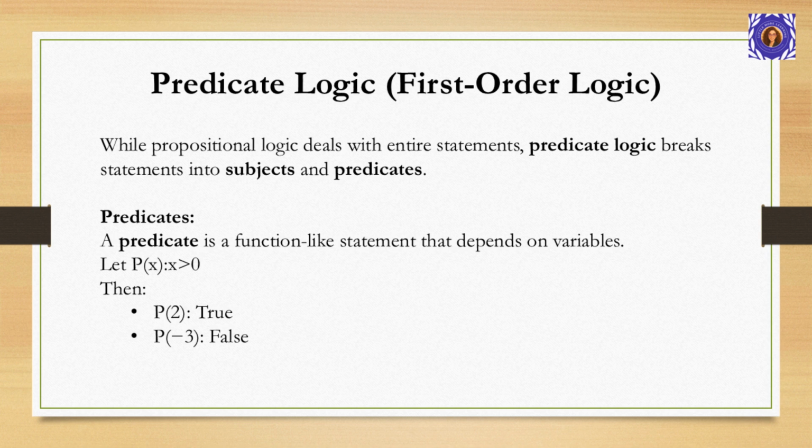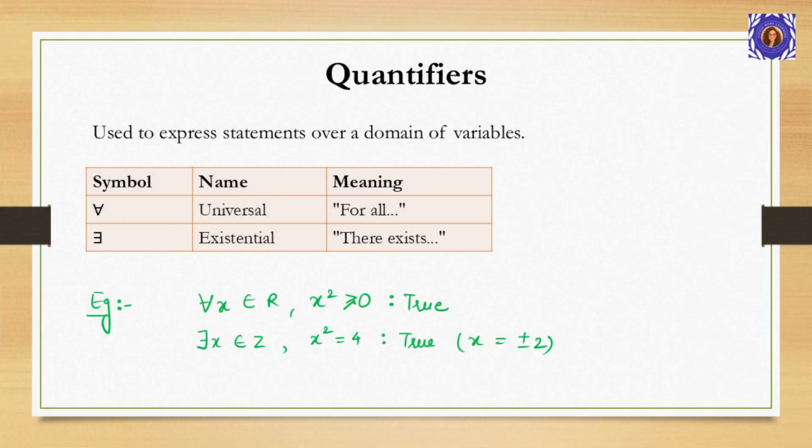Predicate logic helps us express more complex relationships between variables. Now come quantifiers, which help us express statements over a domain of variables. We have two main types of quantifiers. The first one is universal. This means "for all". For example, for all x, P(x) means P(x) is true for all x.